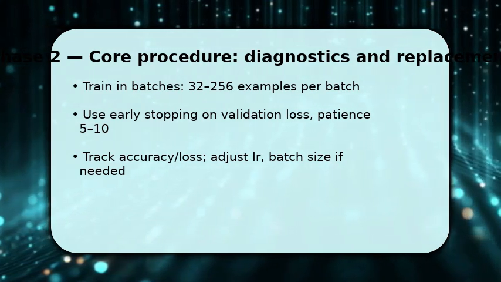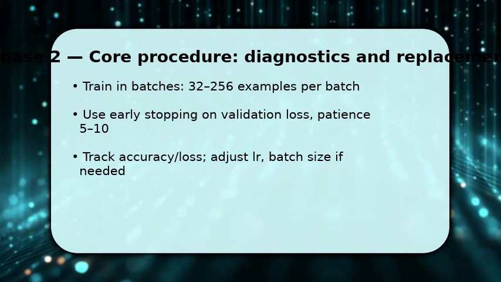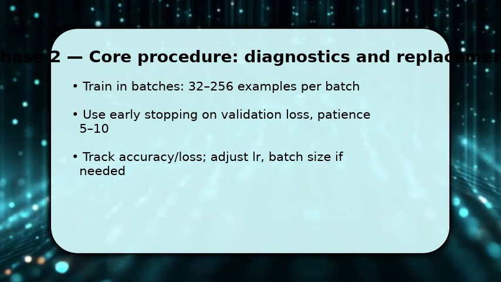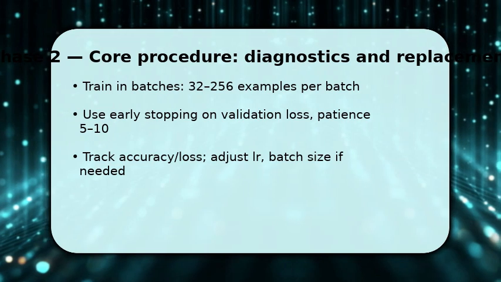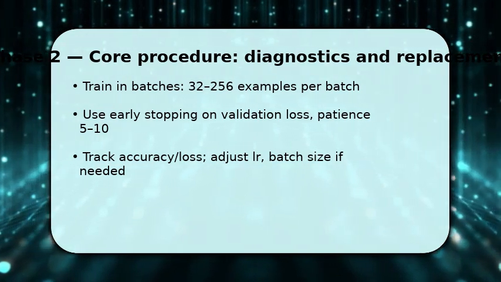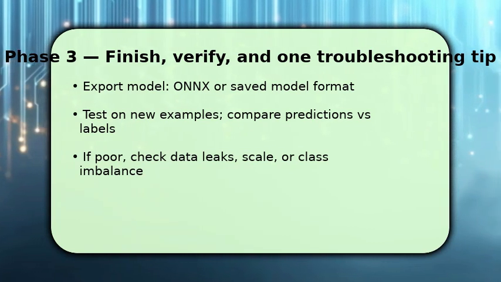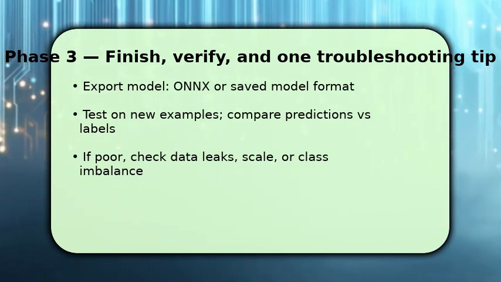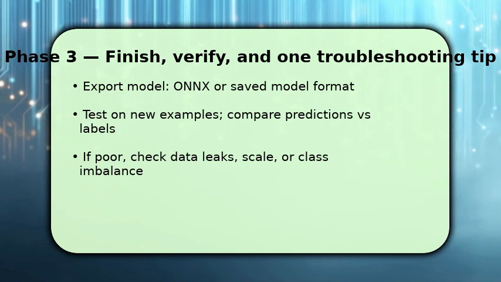Once you see stable validation improvement, save the best model checkpoint. Make sure to reevaluate with the test set for an unbiased performance estimate. You finish by exporting and validating the trained model for deployment. Convert to a portable format and run it on unseen examples to confirm behavior matches your test results.